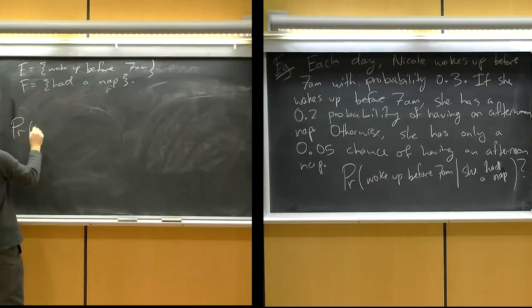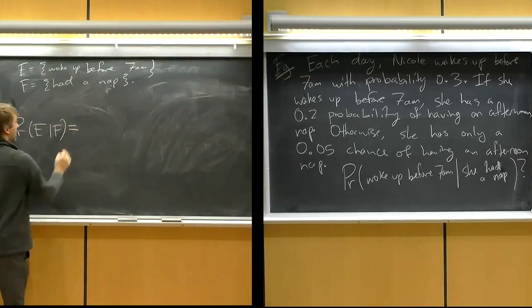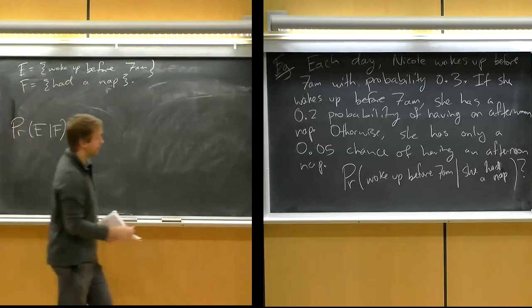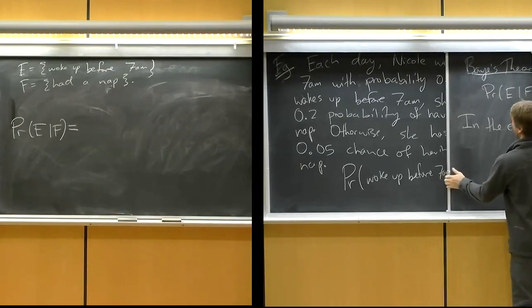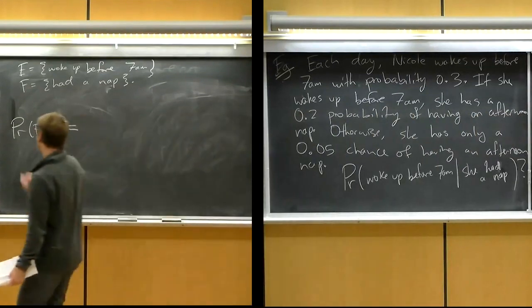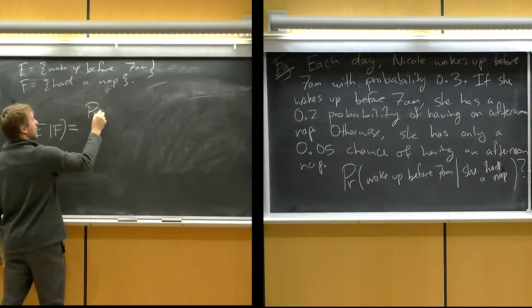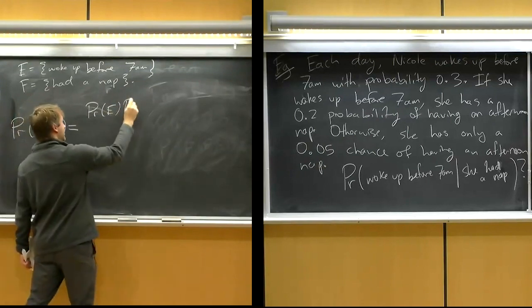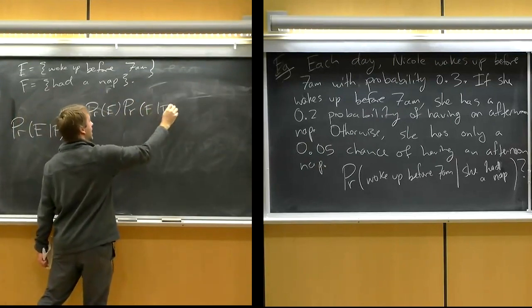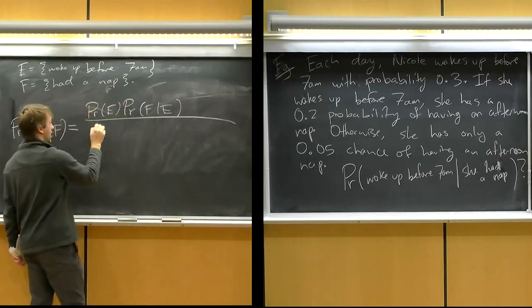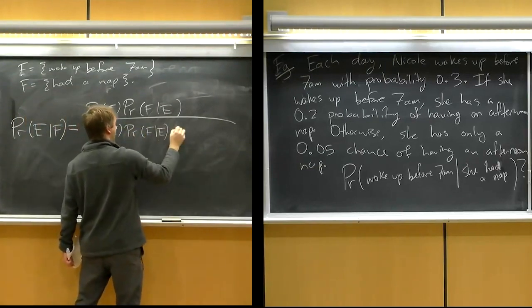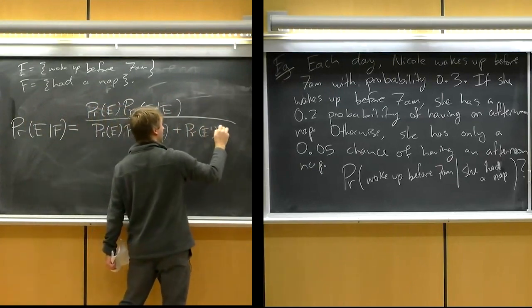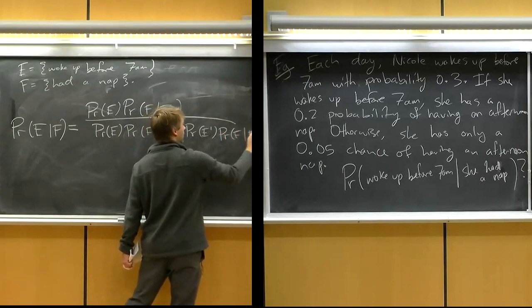So if we want to get the probability of E given F using Bayes' theorem, it's going to be kind of tricky to do this since I covered up the theorem. Maybe I'll quickly write it here. What Bayes' theorem says is that it's the probability of E times the probability of F given E, over the same thing, the probability of E times the probability of F given E, and then add the probability of E complement times the probability of F given E complement.